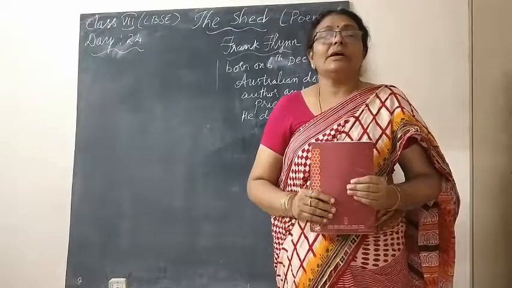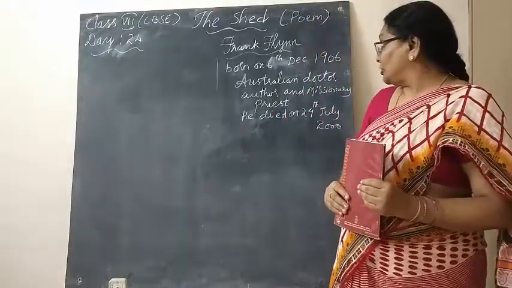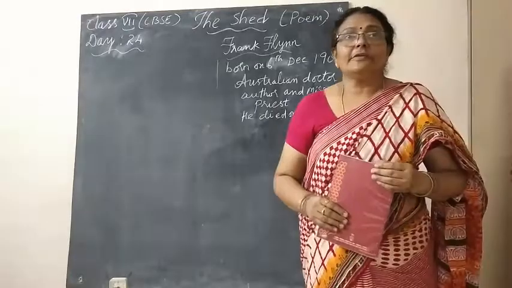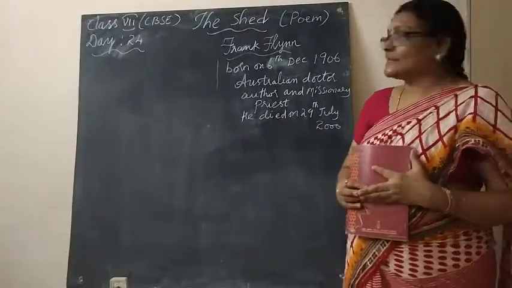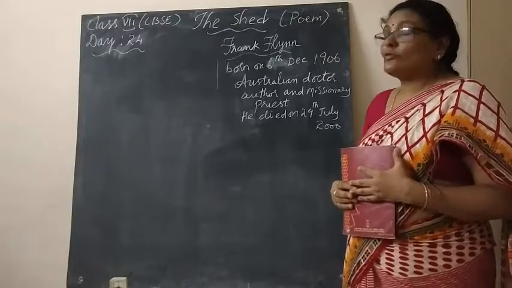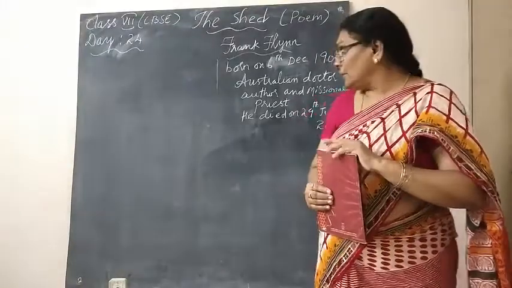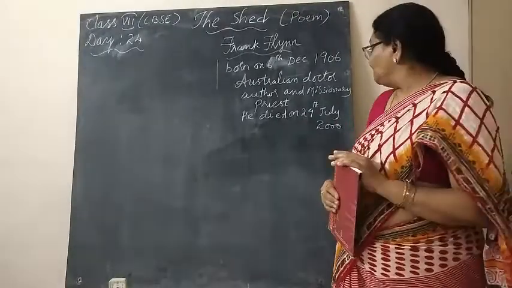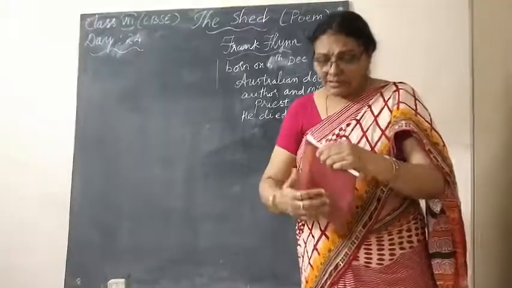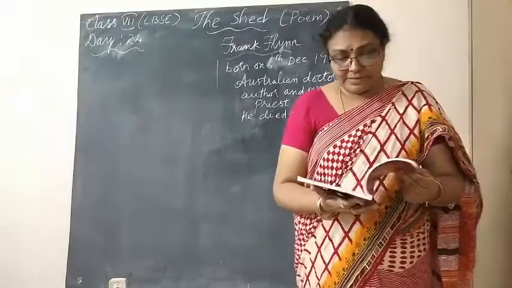In this session, I want to teach you the poem The Shed. This poem is written by Frank Flynn. He was born on 6 December 1906. He was an Australian doctor. He was not only a doctor, but he was an author and a missionary priest. He died on 29 July 2000. Now let us read the poem, children.